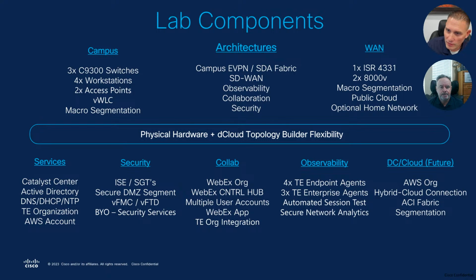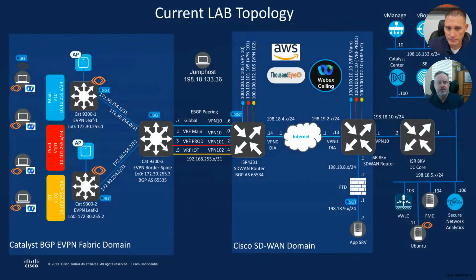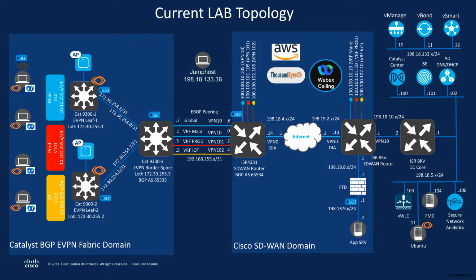But now I'm going to jump over and let's start actually showing you guys the cool lab topology that we came up with. Travis, do you want to start? Yeah, sure, Matt. So this is the lab topology that we have built in the cross architecture experience lab today. And I typically go from left to right when I'm explaining this diagram.